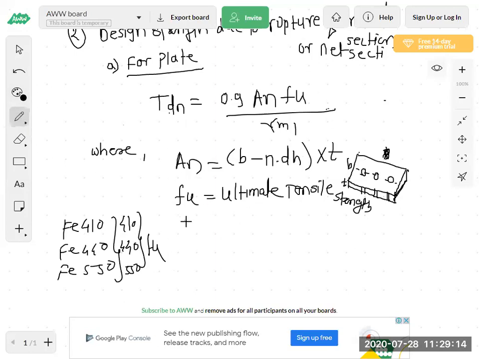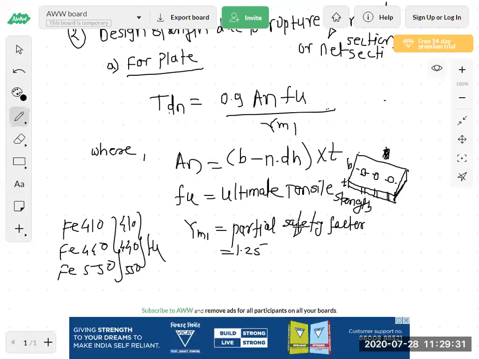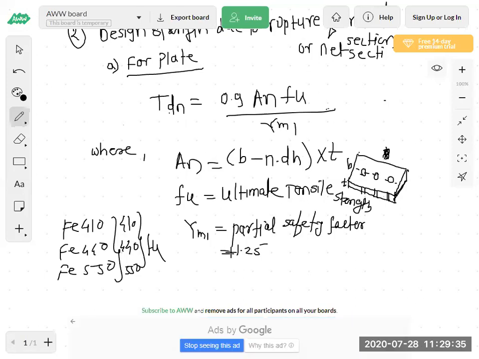Then gamma M1. So what is the value of gamma M1? Gamma M1 is again a partial safety factor, and the value is 1.25. Gamma M1, the value of gamma M1 is 1.25. So this is the design strength due to rupture of critical section for plate.